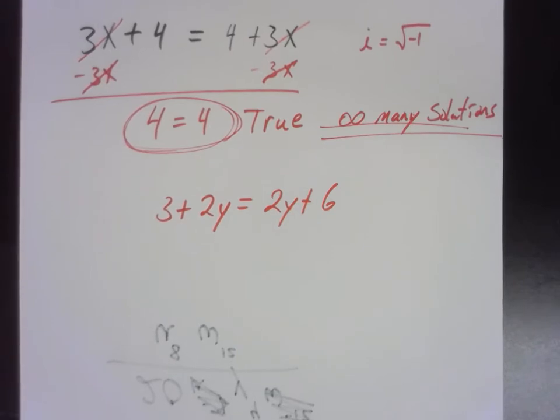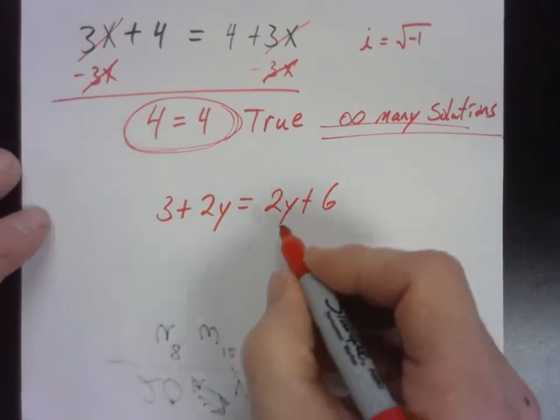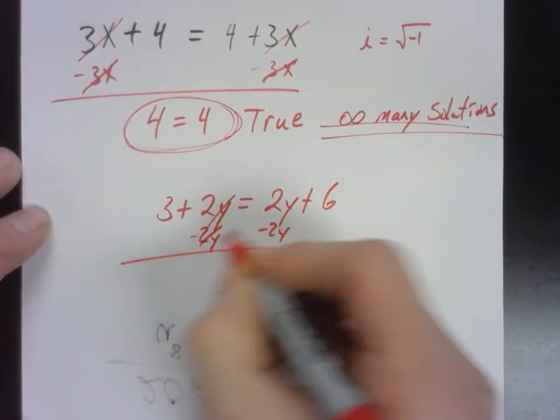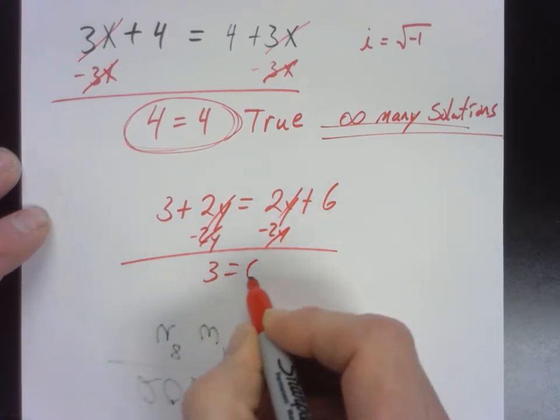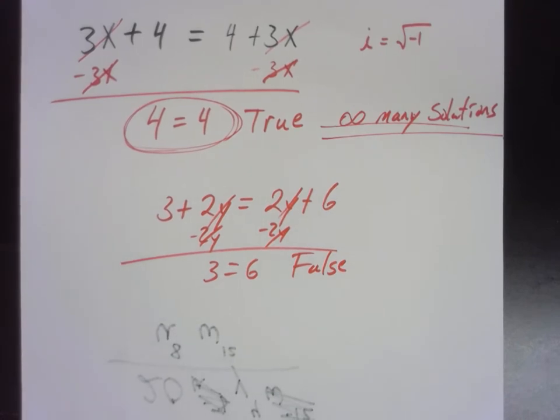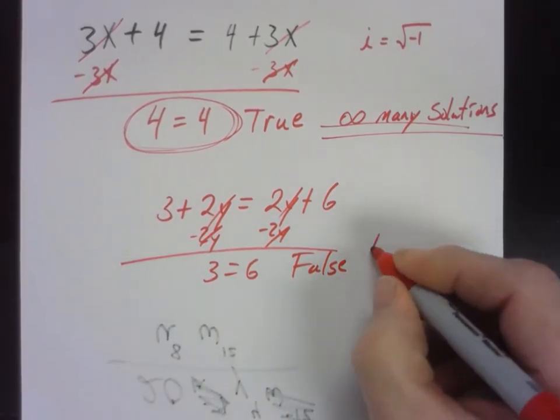Then that's not the same. False. Okay, it's a false statement. When you subtract 2y from both sides, what do you get? You get 3 equals 6. You get a false statement. Right? So if you get a false statement, what that means is no solutions. That's right, no solutions.